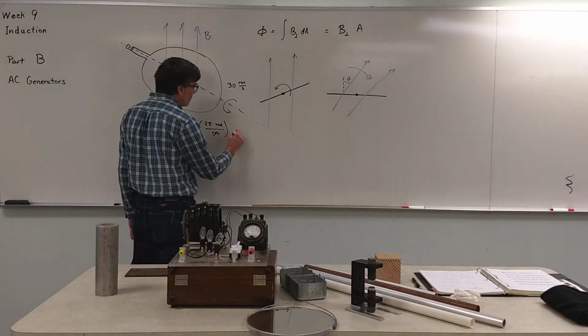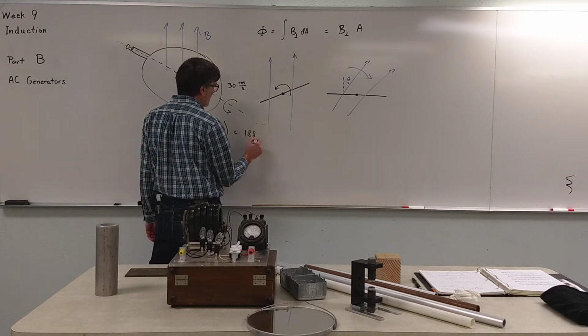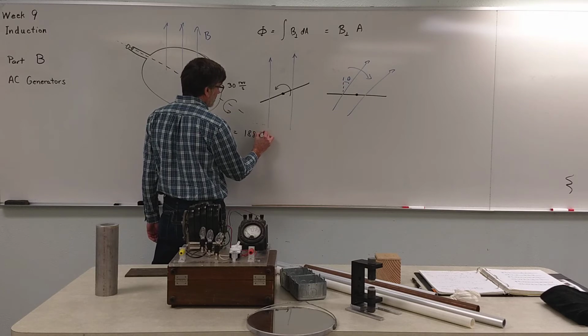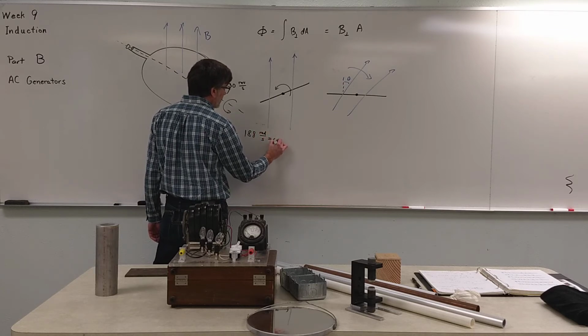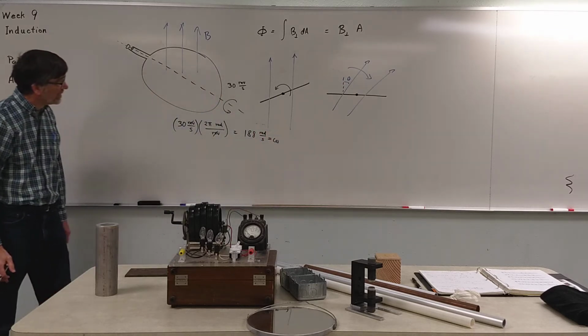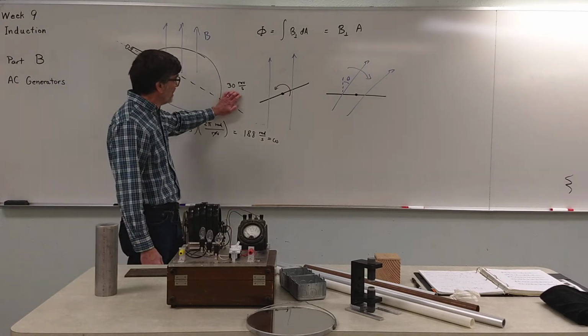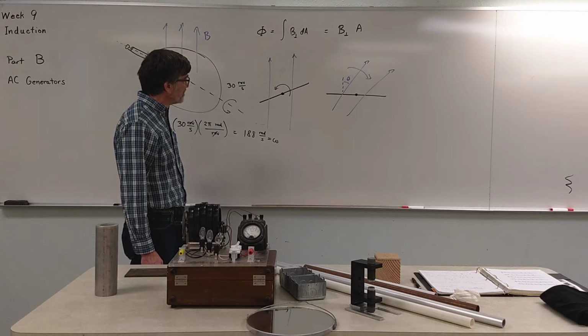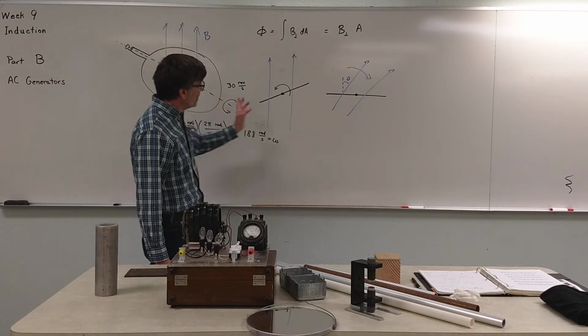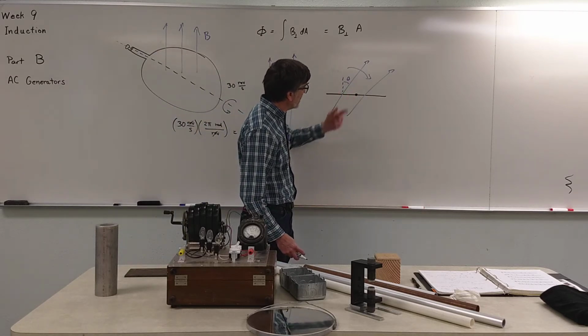So 30 times 2 pi, if you multiply that out, it's 188, and this would be radians per second. So that's omega, that's the rotation rate of this particular example. If it happens to be 30, then this is 188. That would be the same as the rotation rate of the B field, it's just going the other way.